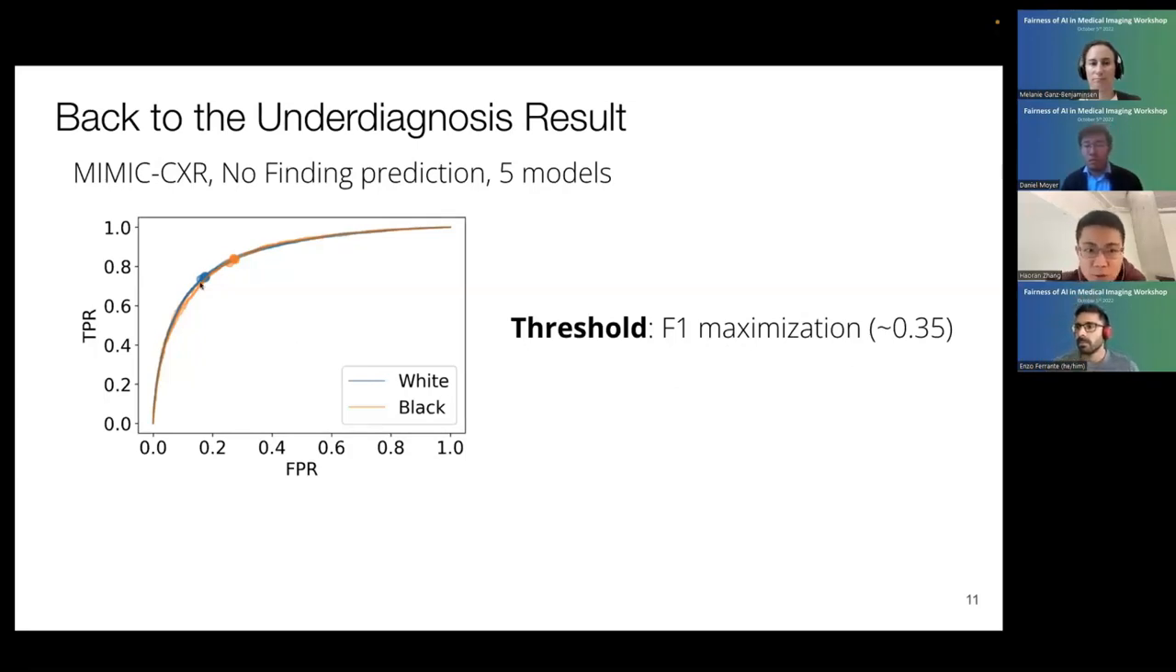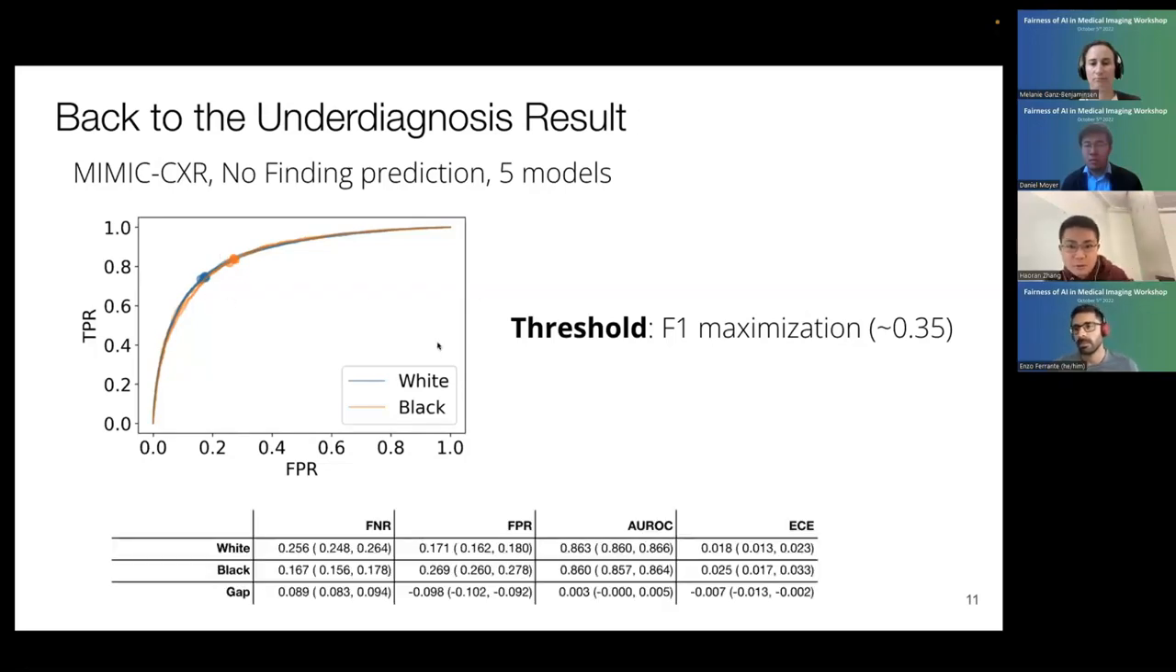If we plot where the operating threshold is on this curve, we see that indeed this is where the source of disparity comes from. We see that there is a TPR gap and an FPR gap, as we see in the graph. Now, what about some other metrics? Well, we can look at the AUROC, and we see that surprisingly, the AUROC between the groups is actually not significantly different. And the calibration is also very good for these models.